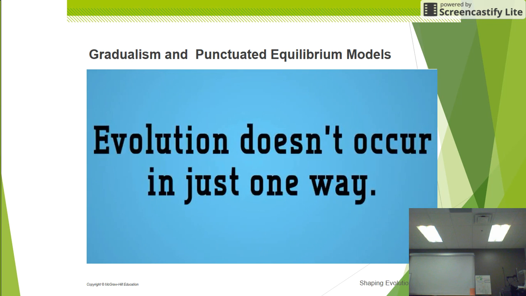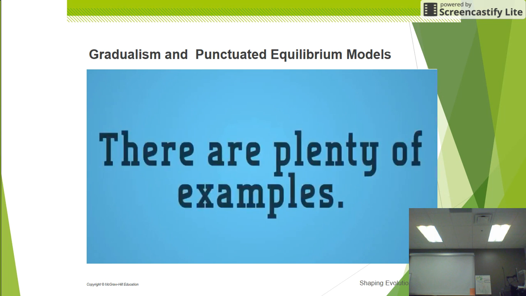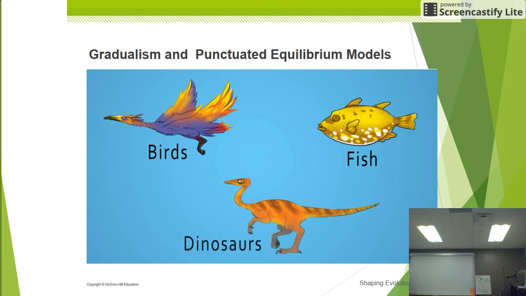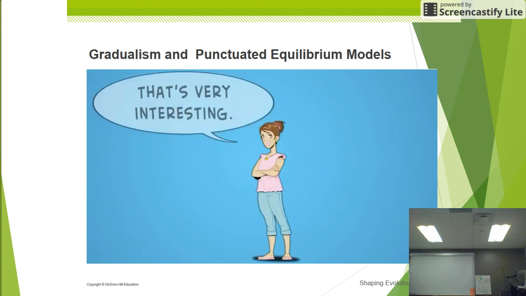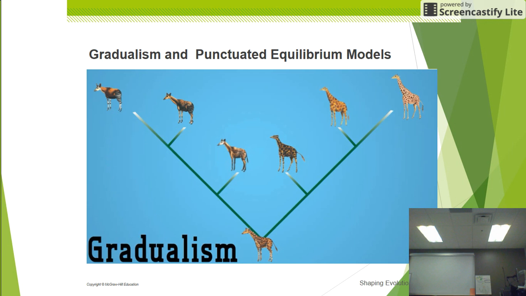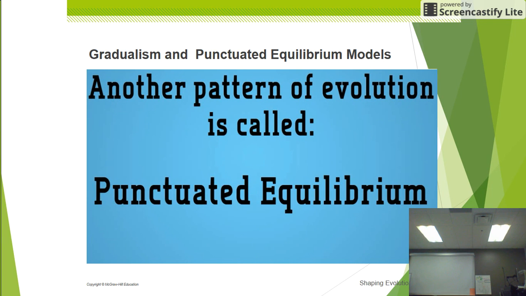Believe it or not, evolution doesn't occur in just one way. It's not about making everything better all the time. Instead, there's plenty of evidence for cases where evolution and the creation of new species occurs through gradual and fairly constant changes. One pattern of evolution is when a new species is split off from its ancestors and both continue to change at similar rates. This is called gradualism. Another pattern of evolution is called punctuated equilibrium.